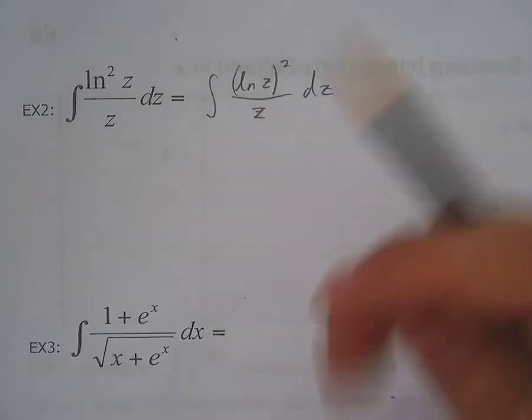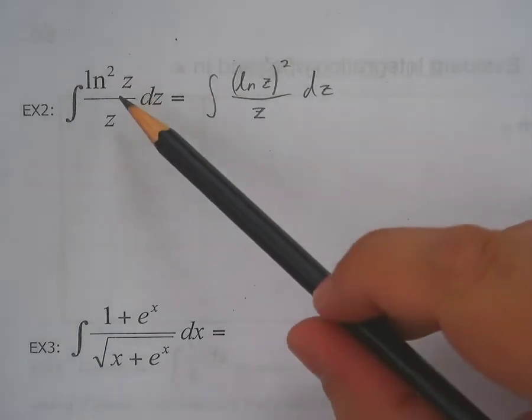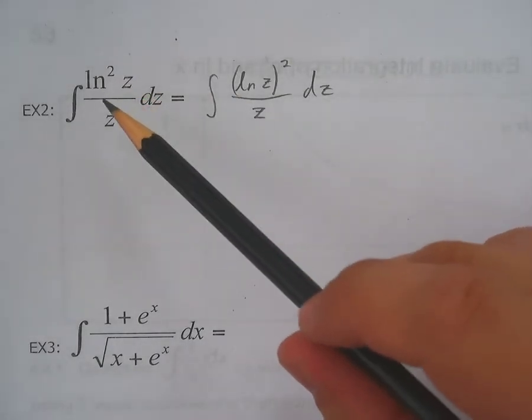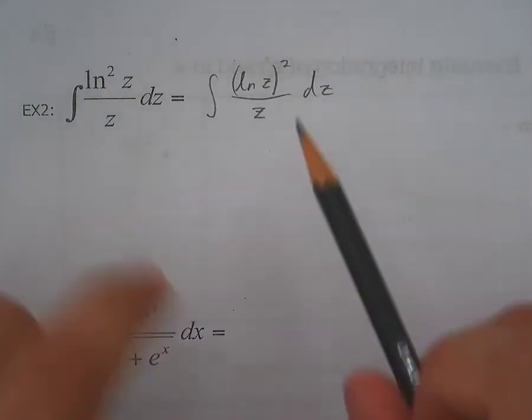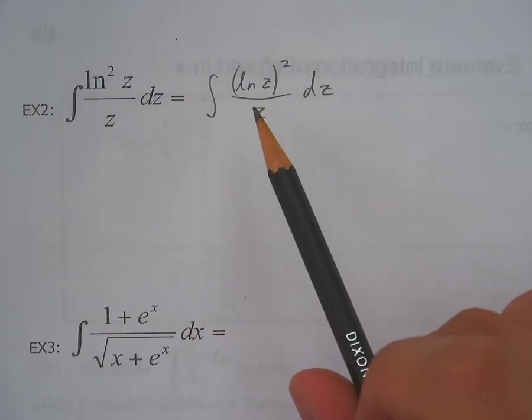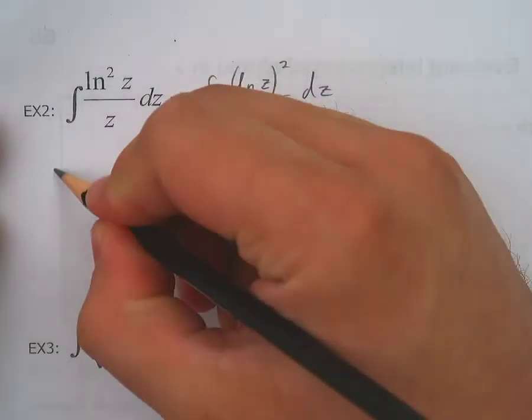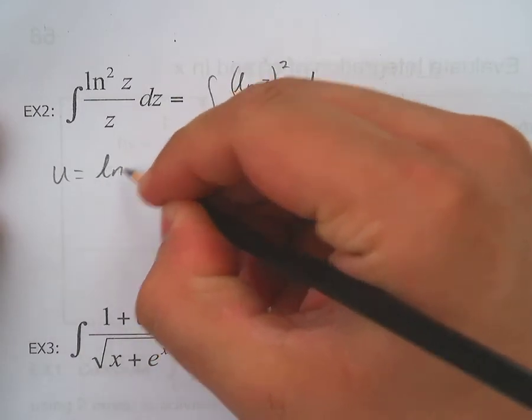So the first thing I do is rewrite it, because if you try and do a u substitution straight from here, that's going to look weird. So if you rewrite it with the natural log of z squared, it's pretty easy to see the natural log of z should be your u. So I'm going to call u the natural log of z.